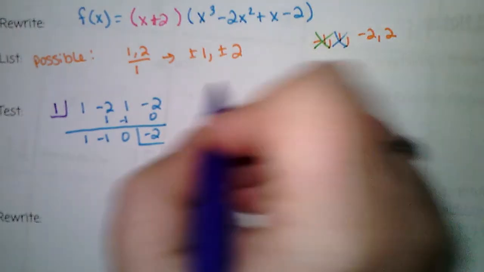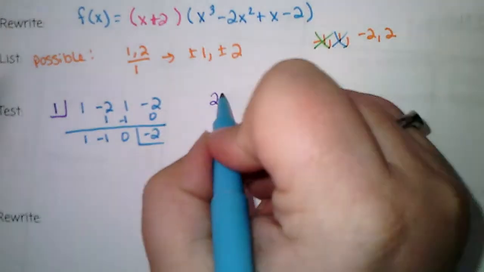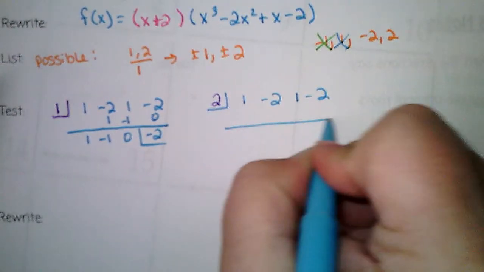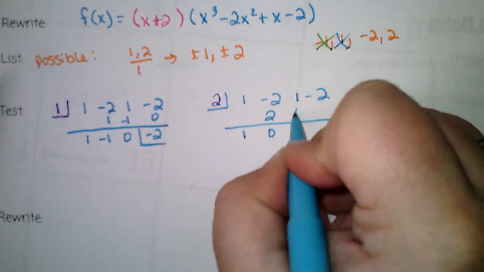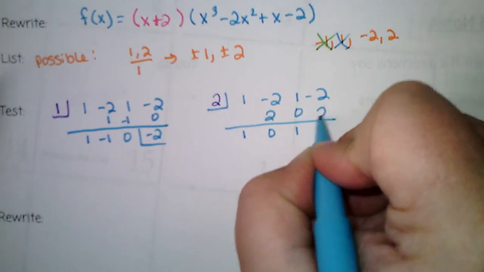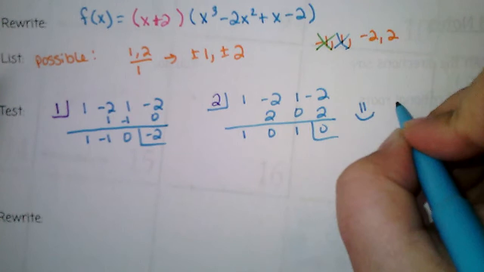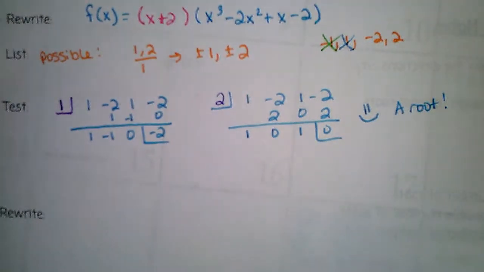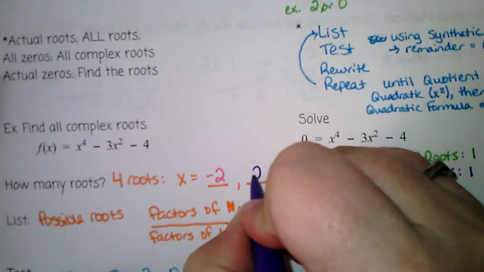Let's test positive 2. So if I put positive 2 in my box, 1, negative 2, 1, negative 2, 1, 2, 0, 0, 1, 2. Hey, look, another root. Hooray! Happy face. A root. So I can flip it over, back over here. So my second root that I found is 2.